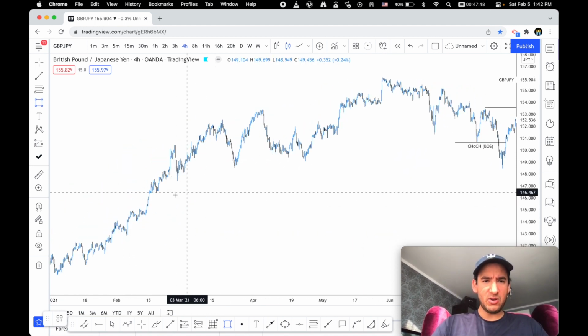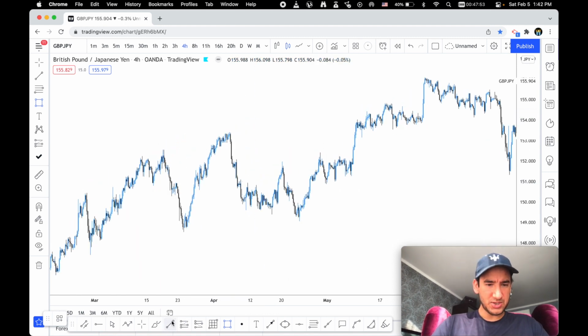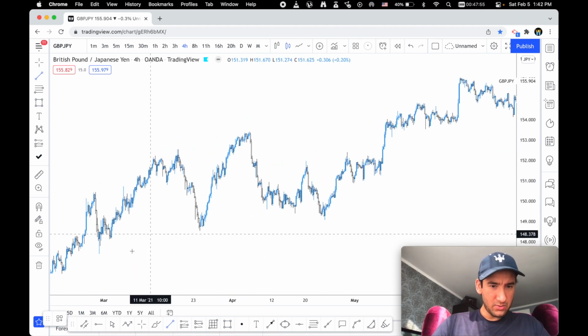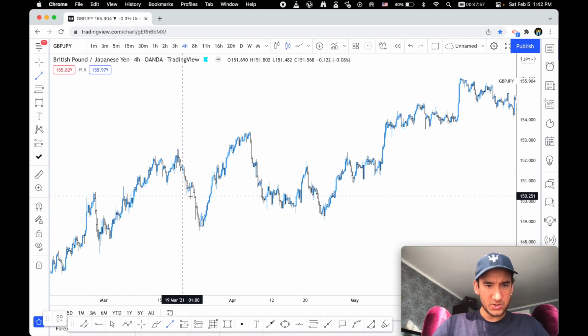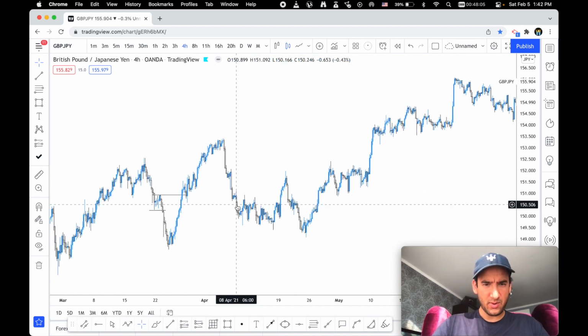There's an uptrend happening over here. You can see clearly again, there's CHOCHs being made here. Right over here, there's one. There's a break below, and there's a break above the market right there.